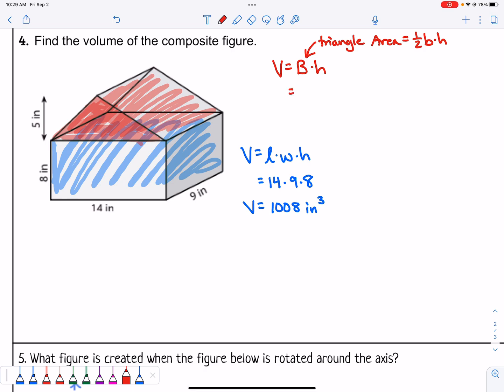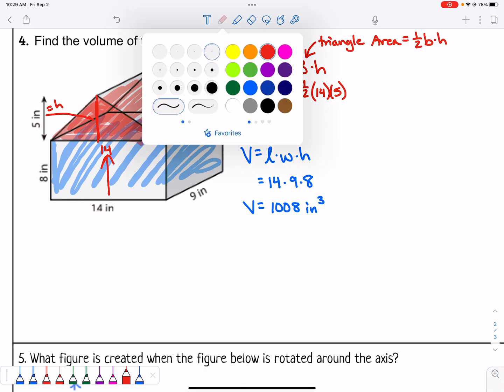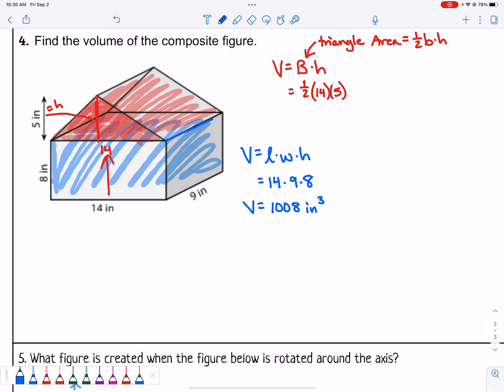So the base of my triangle is 14. The height of my triangle is the 5. So I could say 1/2 base, which is 14, height, which is 5, but then times the height of the prism. And the height of this prism is actually this side over here that's 9, because this prism is laying on its side right now. And so it takes some imagination to see that like the height of it is actually that side right there. So then we calculate the volume of that triangular prism, which is 315 cubic inches.